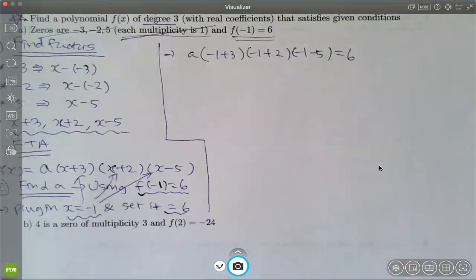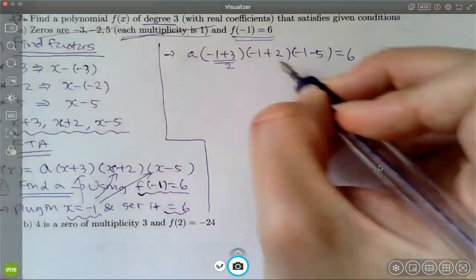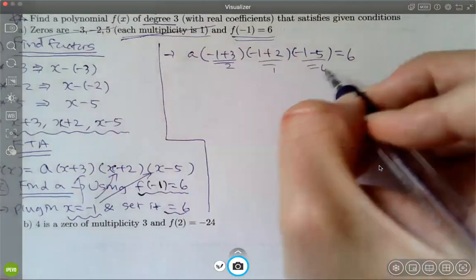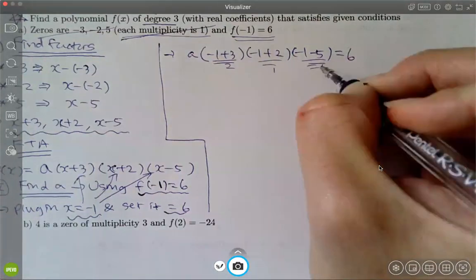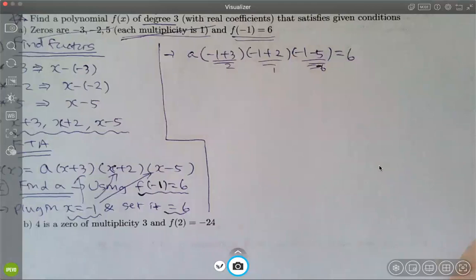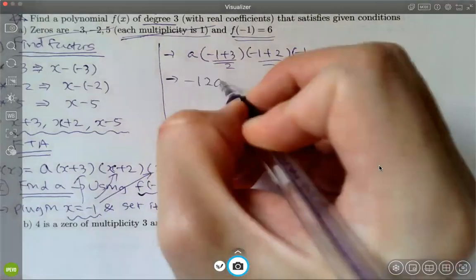Okay, so now what is this number? That's 2, that's 1, that's -6, right? Okay, that's -6. And now you're multiplying 2, 1, and -6, right? So what does that mean? It's -12, right? So -12a is equal to 6.